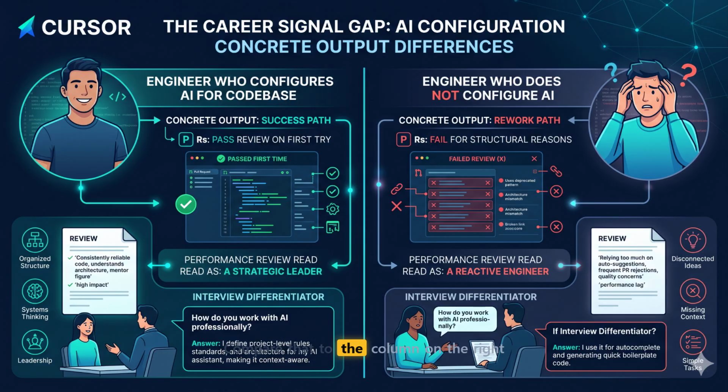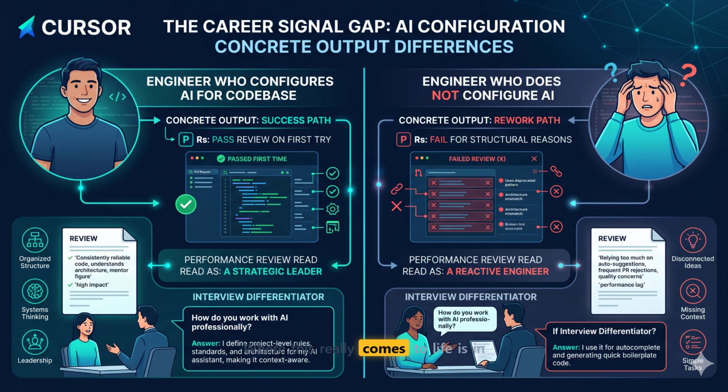Compare that to the column on the right, the engineer who does not configure their AI. Look at their top box, they are stuck in this exhausting rework loop. Their pull requests are constantly rejected for structural violations, using the wrong database client or violating an import rule that a 5-minute setup for .cursorrules or .windsurfrules would have prevented. Their performance review reads as a reactive engineer who generates messy boilerplate.